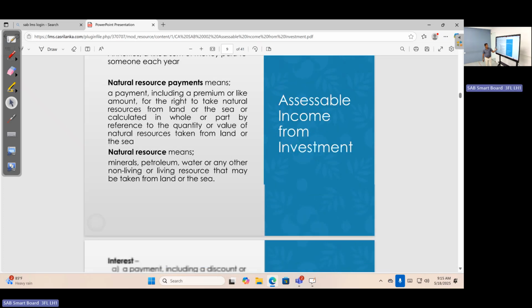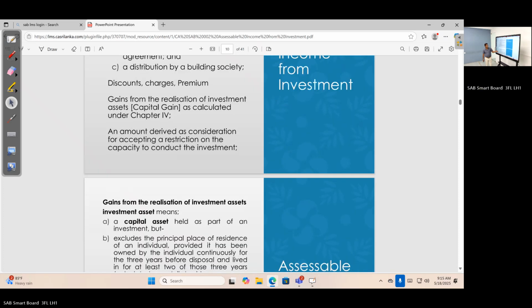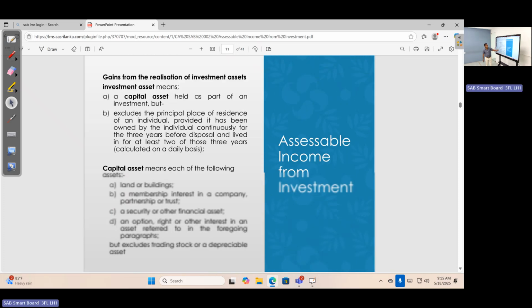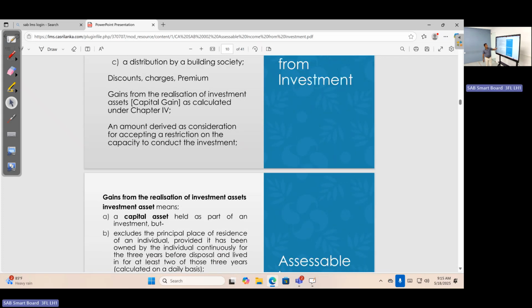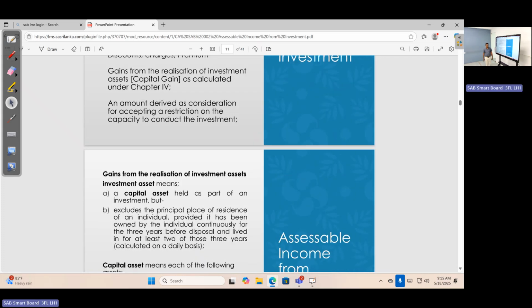Natural resources we discussed, and the capital assets. Gain from the realization of investment assets. So it says investment assets means capital assets held as part of an investment. If it is held as part of a business, it is coming under business. It should be held as part of an investment.